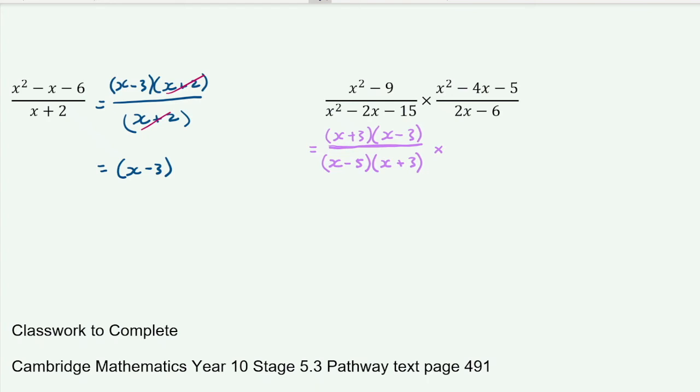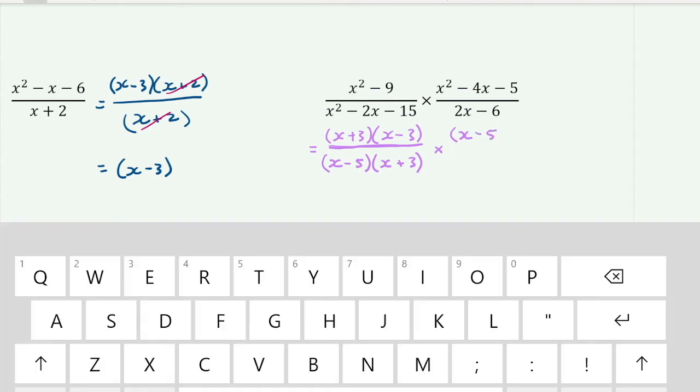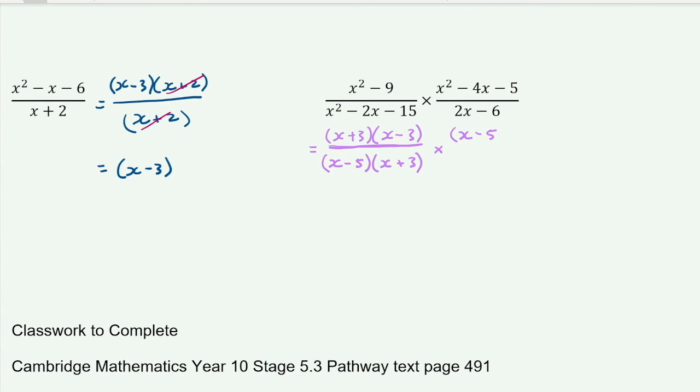Here we go, x squared minus 4x minus 5. So we need it to add to minus 4, but multiply to minus 5. So I'm going to use minus 5 and positive 1. Because what's happening there is that minus 5 plus 1, well, that's minus 4. Minus 5 times 1, well, that's minus 5 still. And then we have 2x plus 6. So that will factorize out to 2 and x minus 3.